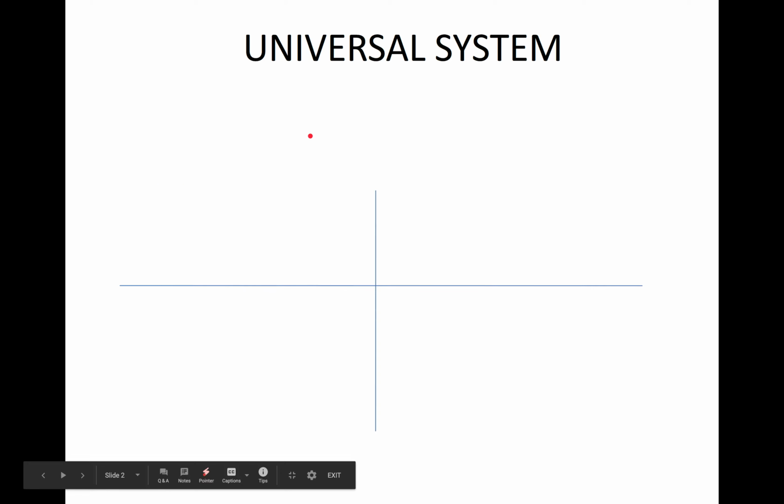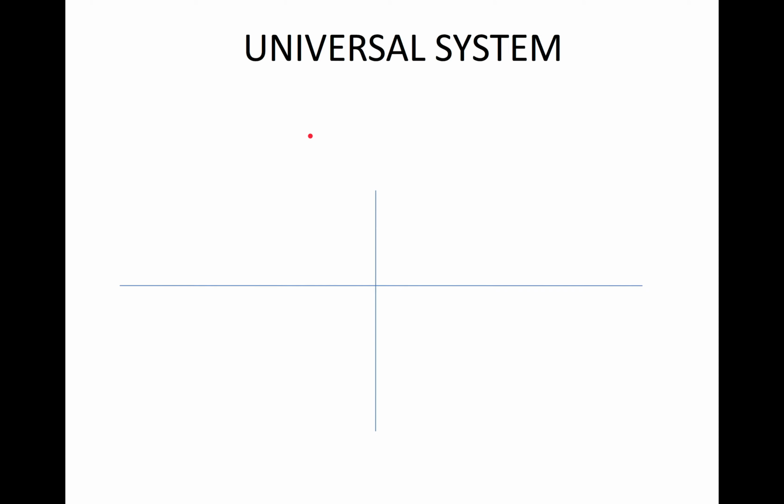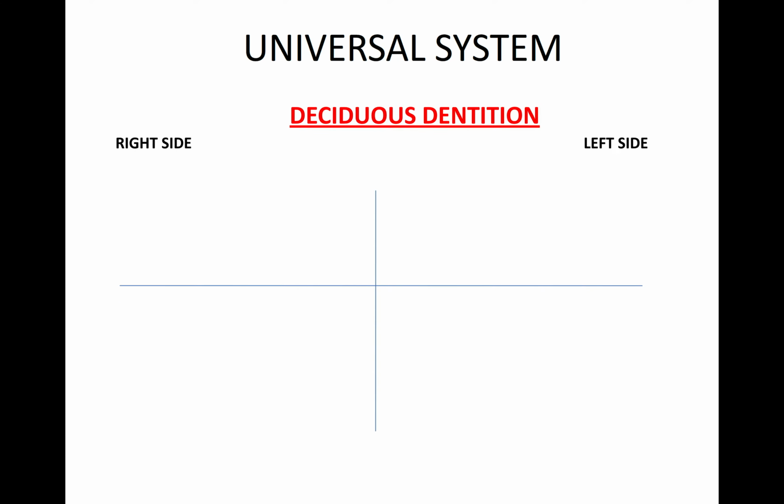Now, the universal system. In the universal system we name every tooth differently. There is deciduous dentition and permanent dentition. First, let's start with deciduous dentition. In this we divide it into two sides, the right side and the left side. This is the midline of our body.